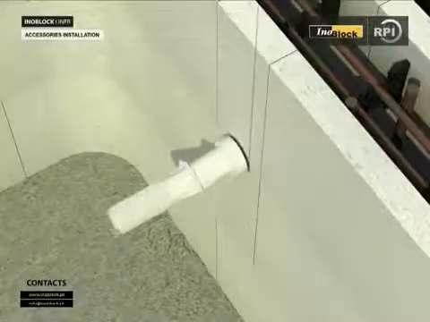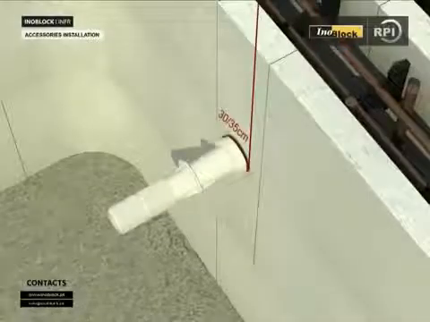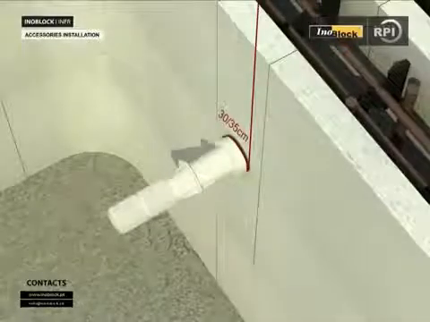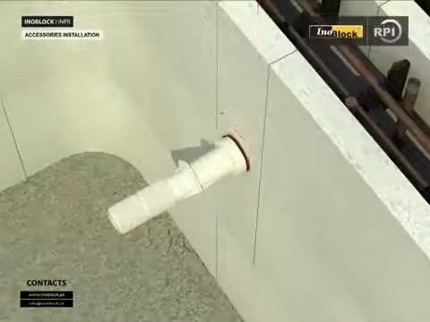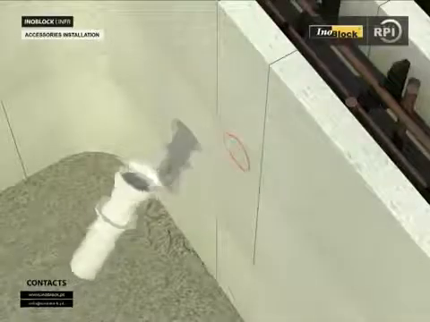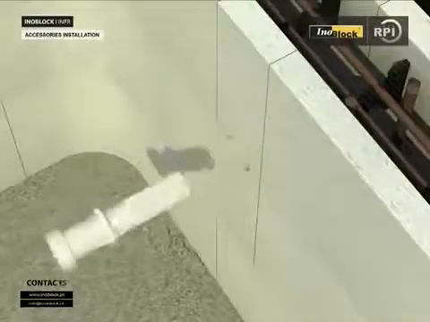Installation of the vacuum point. Marking the area for cutting 30 to 35 centimeters below the final water level. Remove the cut piece and install the vacuum point.